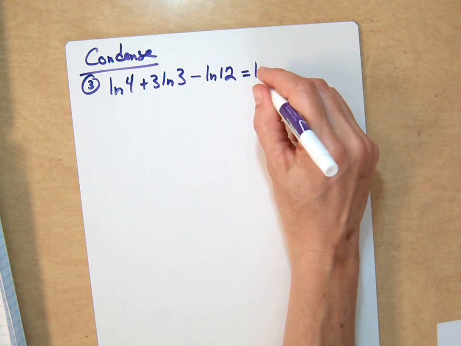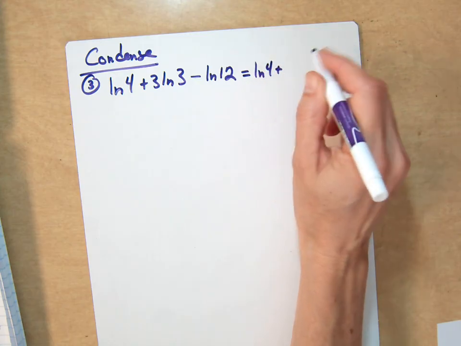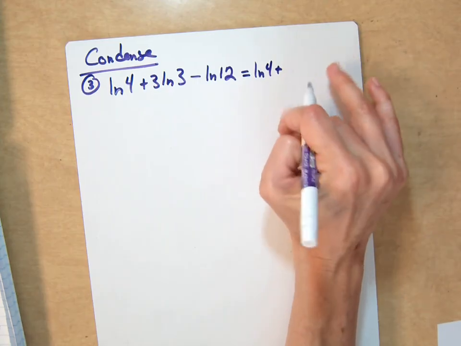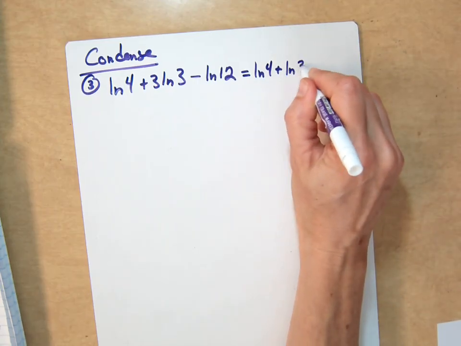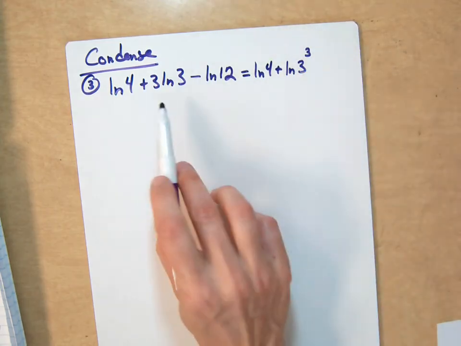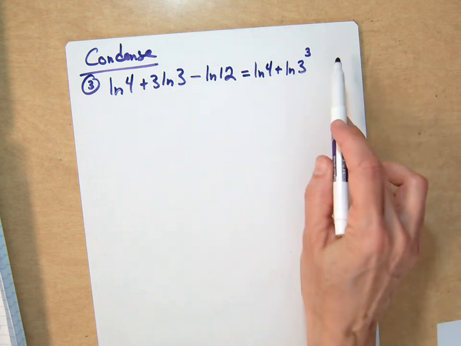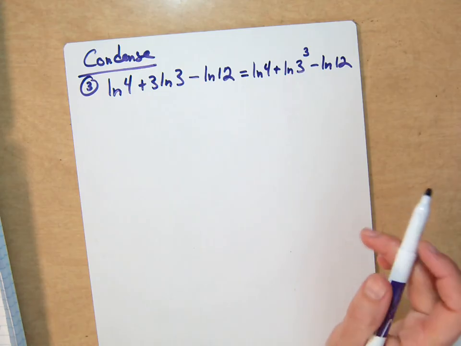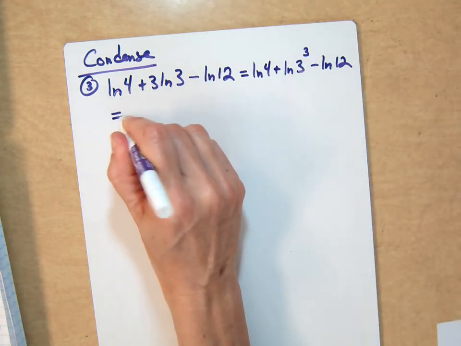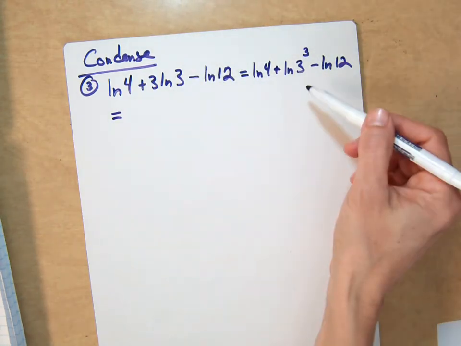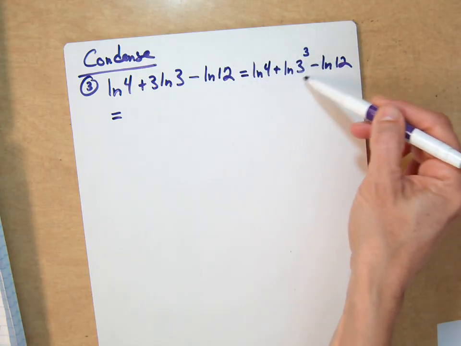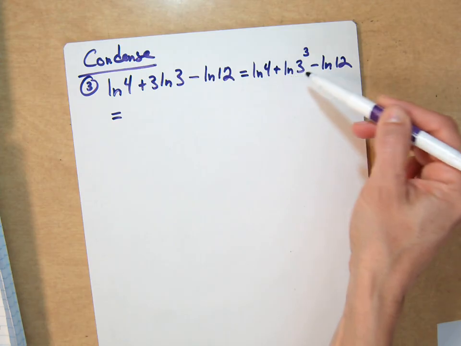So we get natural log 4 plus natural log of 3 raised to the third power, because remember this coefficient becomes the exponent, minus natural log 12. I'm just doing one step at a time. Equals, and now what law can we use to combine these when we have addition in two separate log expressions?